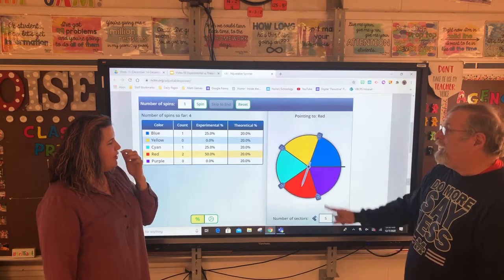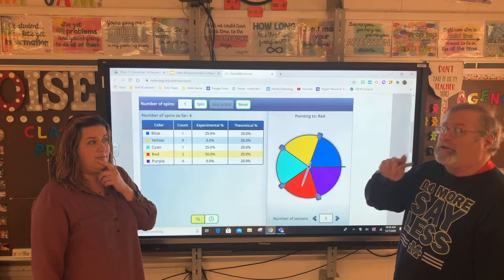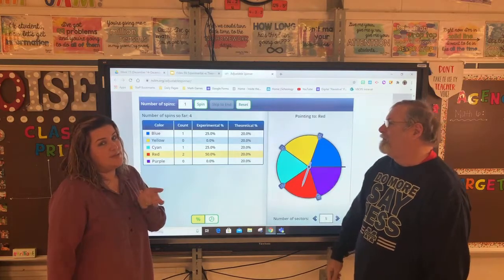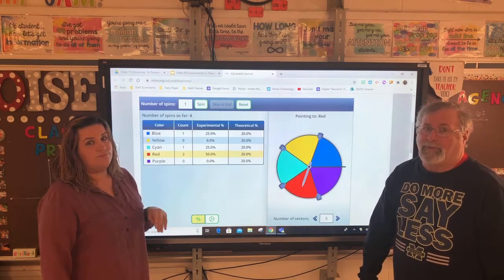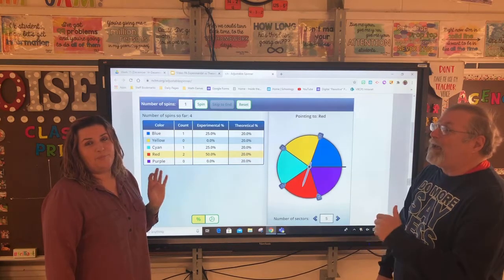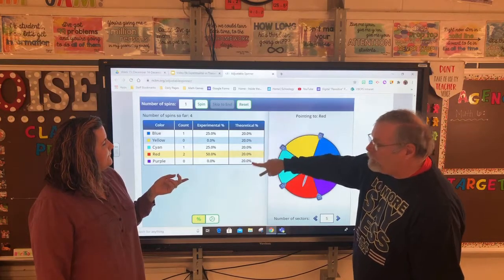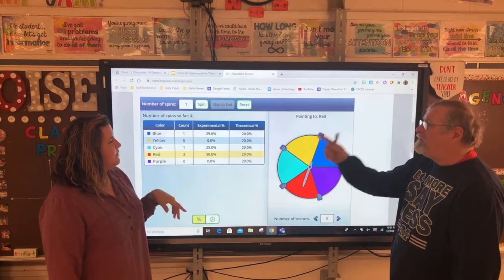Now notice, I'm really glad that landed on red, because I didn't want you guys to get the impression that every time you spin it's just going to land on a different color. No, sometimes it doubles down. And I interrupted Miss Berger, and I apologize, because she was trying to say that the more you spin it, you should start getting closer to these numbers. Not necessarily perfectly. Why don't you spin it a couple more times?